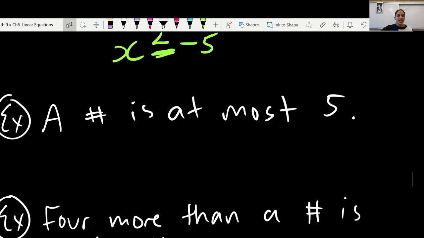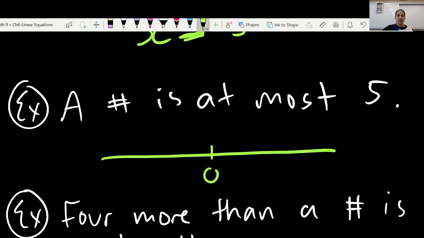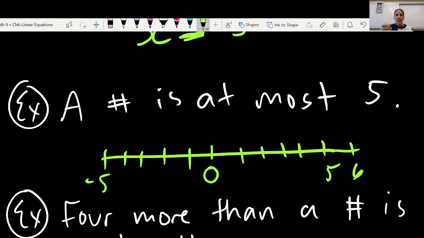Okay, in the next one it says a number is at most 5. I want to graph this on a number line. So I'd have a 0 here, 1, 2, 3, 4, 5, 6, and -1, -2, -3, -4, -5 down there. If it is at most 5, well, we want to think our way through this. If it is at most 5, that's saying the maximum is 5. Do I color it in? So can it be equal to 5? If it's saying it is at most or the maximum is 5, then yeah, it could be 5. Or it could be anything smaller than 5. So I'm going to draw an arrow going to the left to represent that.